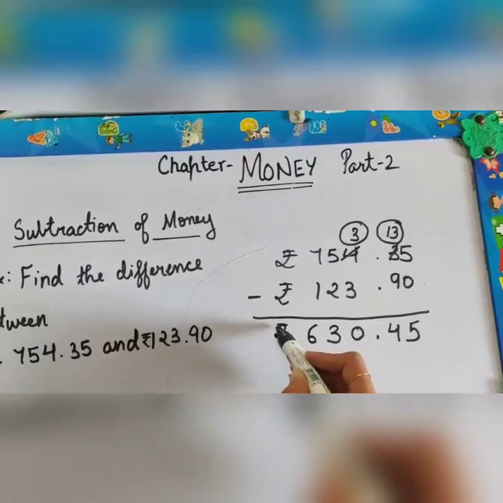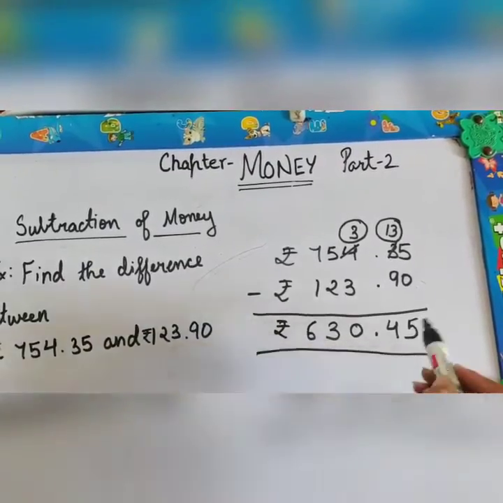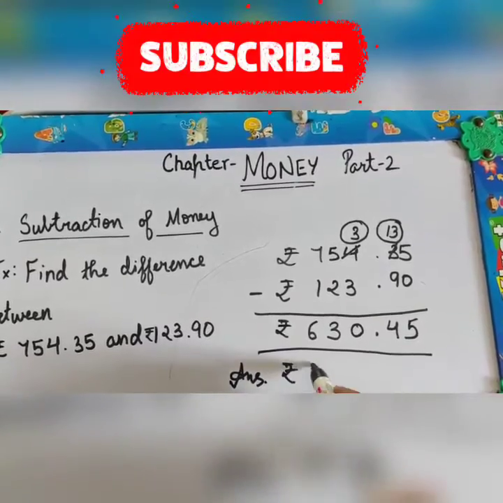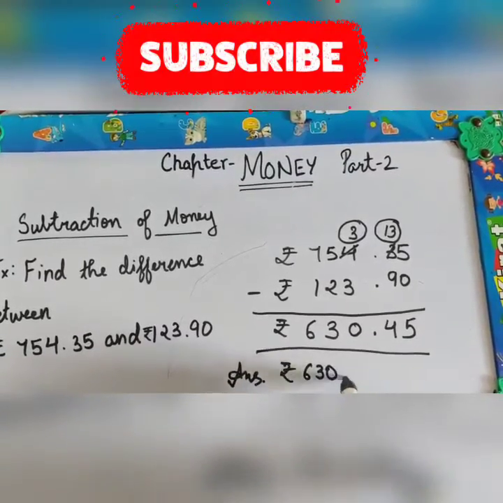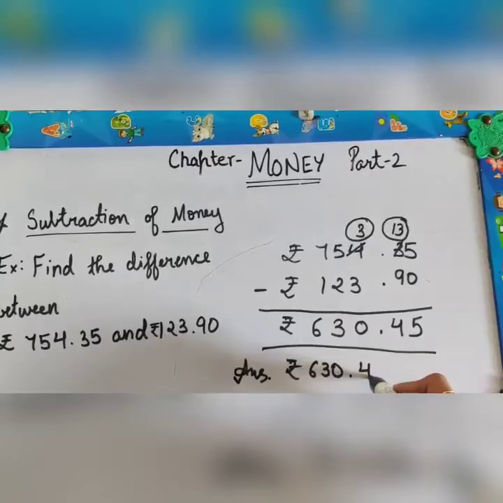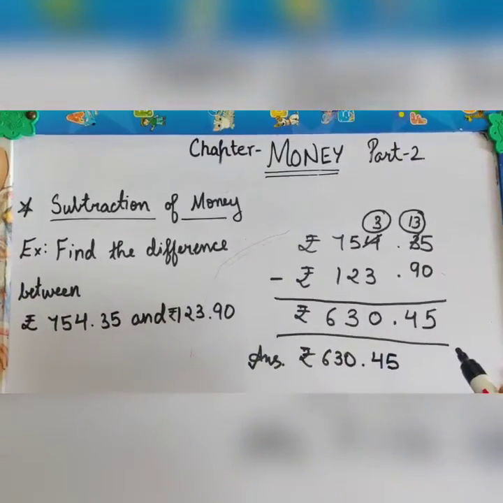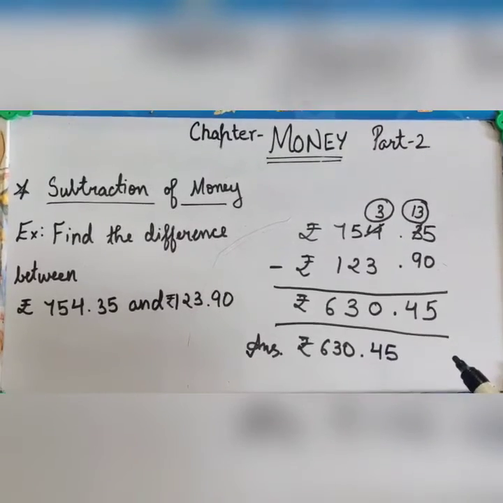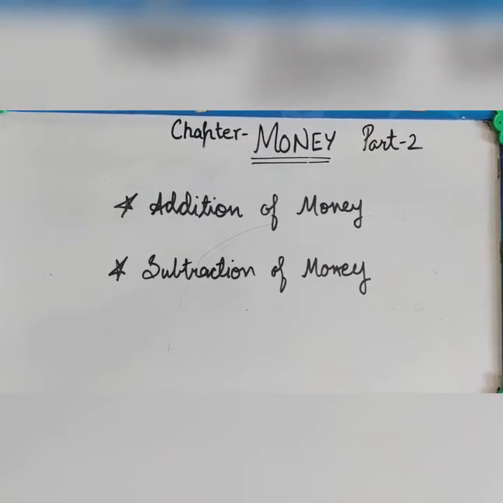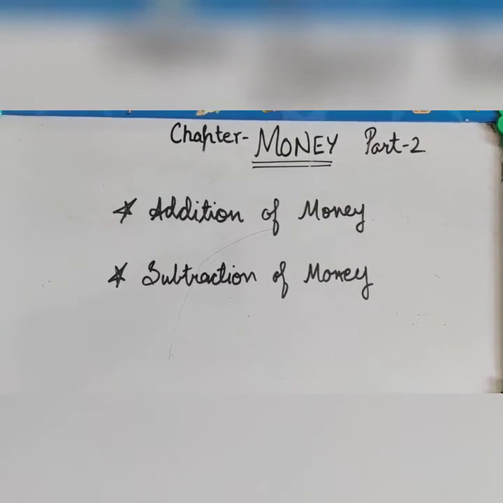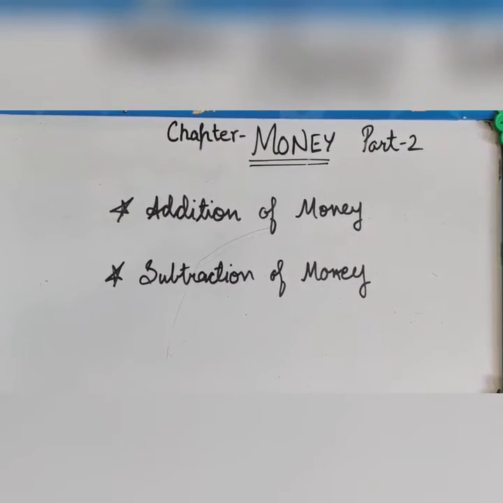Here we will write the sign of rupees. So our answer will be rupees 630.45. This is our answer. This is how we do subtraction. So today we did two topics, addition of money and subtraction of money. I hope you have understood the topics.